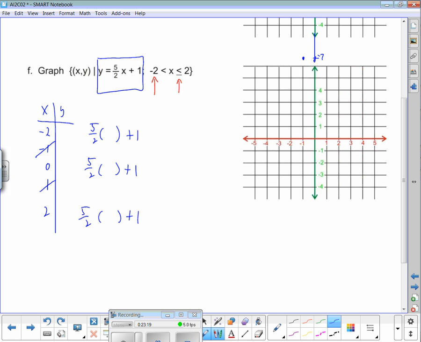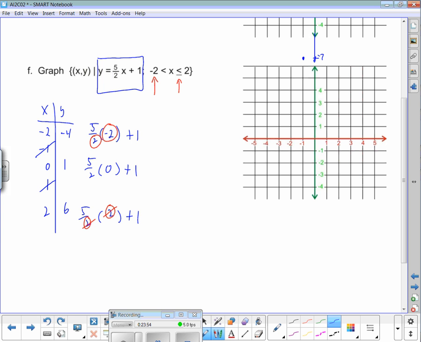All right, so again, we're going to put -2 in on the first function. Let's reduce before we multiply. -2 divided by 2 is a -1. -1 times 5 is a -5. -5 and 1 is a -4. So we get the point -2, -4. 0 is always handy. 5/2 times 0 is 0. 0 plus 1 is 1. And then 2, again, reduce before you multiply. And you get what? 6.